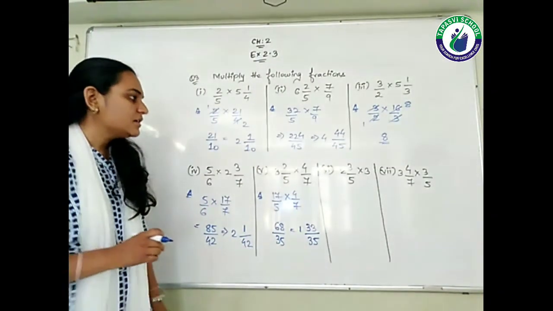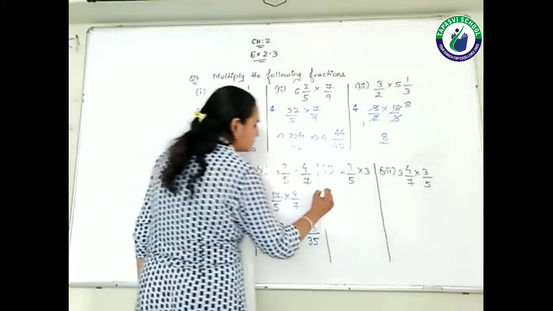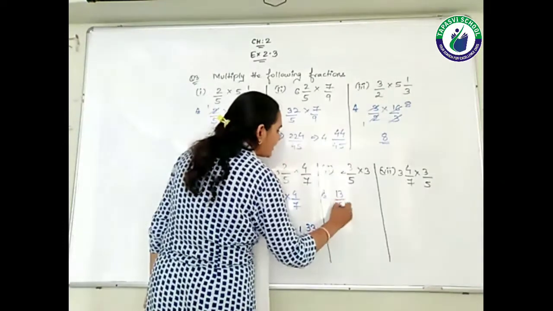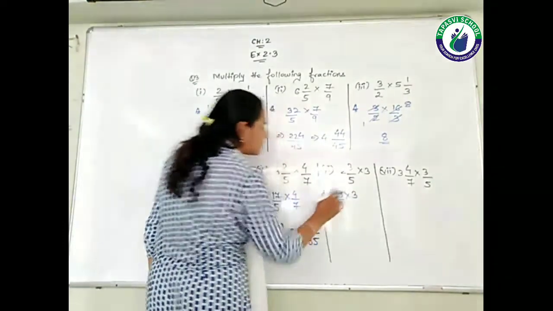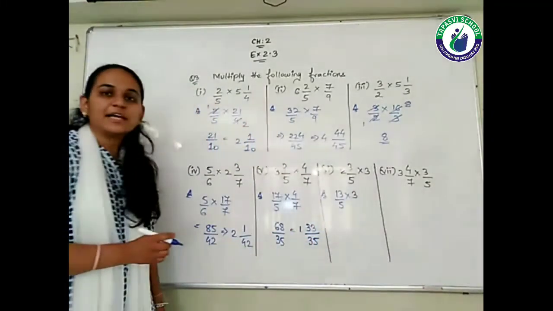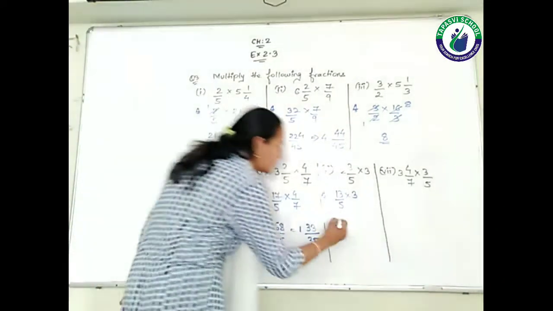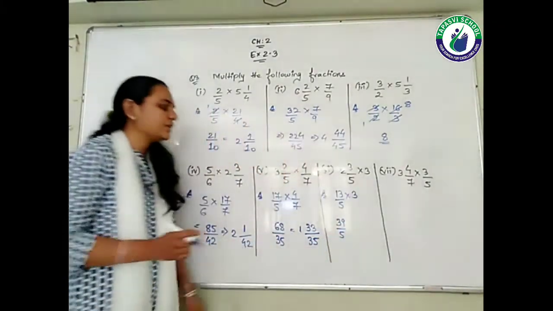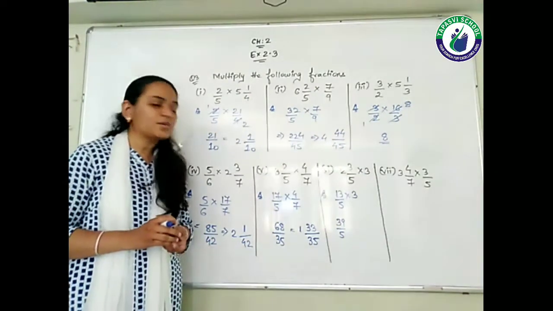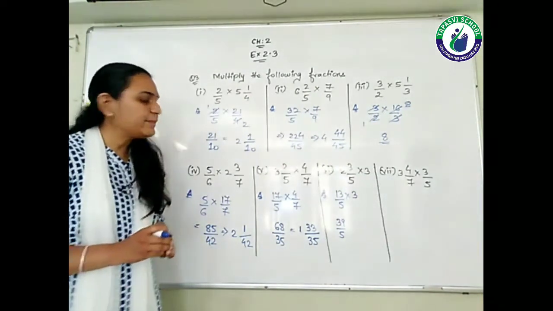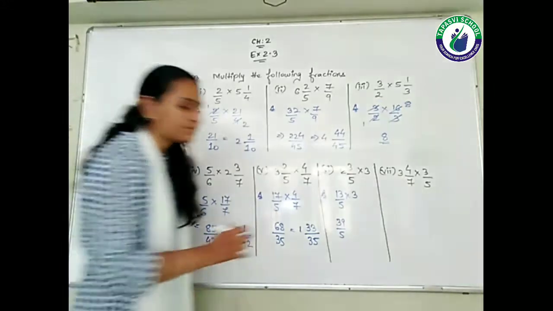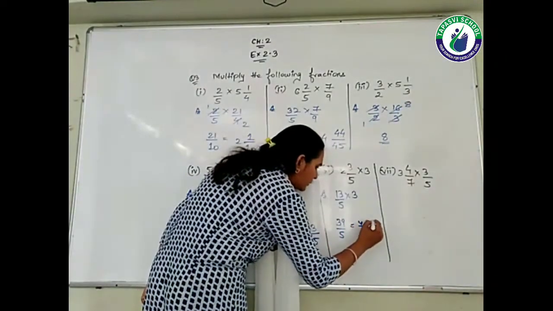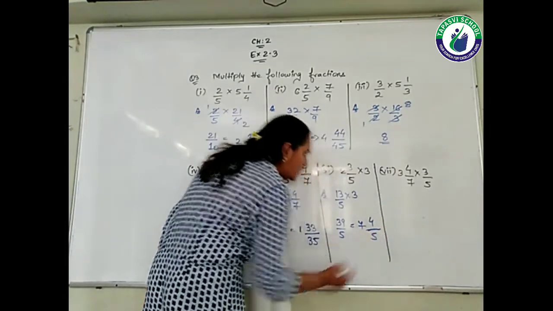Next one, sixth one. 2 5s are 10 plus 3, so 13 upon 5 into 3. So 13 3s are, students, that is 39 and divided by 5. So 39 upon 5. Now let's convert this from improper to mixed, right? So 5 7s are 35, 35 plus 4. So we'll get 39.